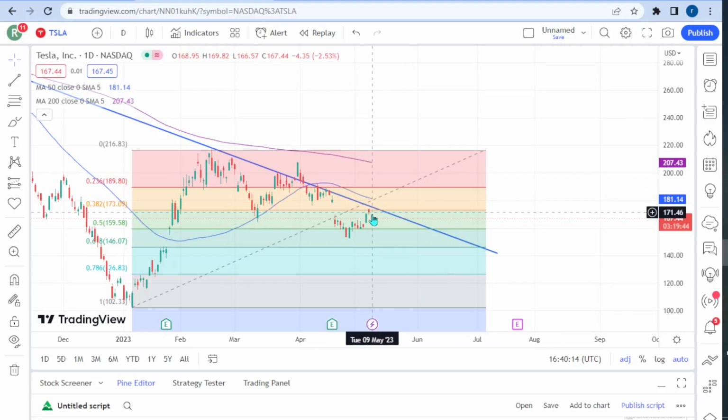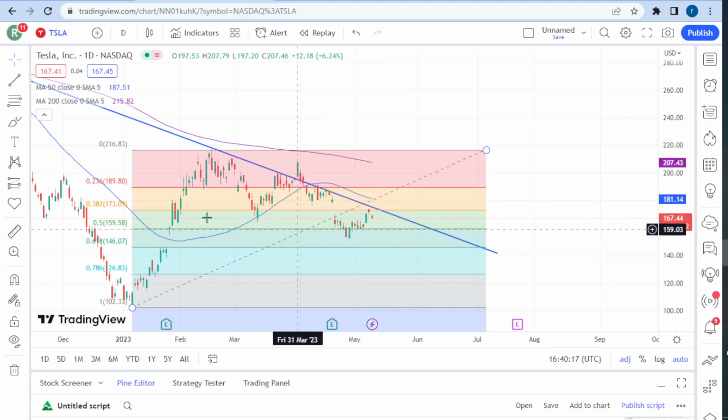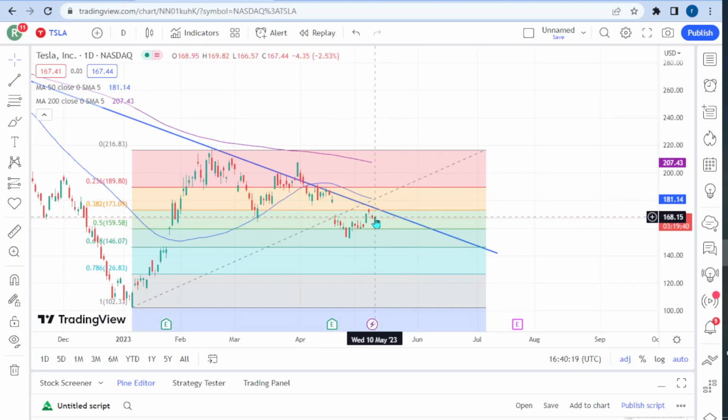Now, where can we fall down to if we want to basically fall from where we are right now? Well, we could pretty much retrace all the way to this 50 fib level, which is 159.58. So as of right now, we could just ping pong between that 159.58 and that 173.03. So, we could just be moving within this range.